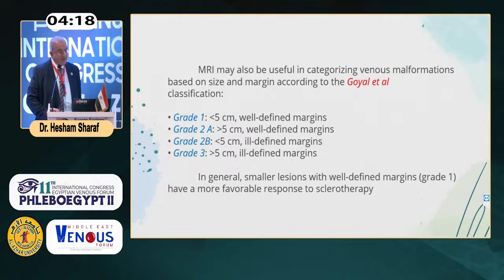Goyal et al. classified venous malformation into 4 grades. Grade 1: less than 5 centimeters with well-defined margin. Grade 2A: more than 5 centimeters with well-defined margin. Grade 2B: less than 5 centimeters with ill-defined margin. And grade 3: more than 5 centimeters with ill-defined margin.